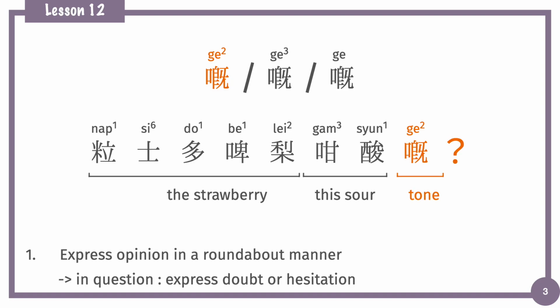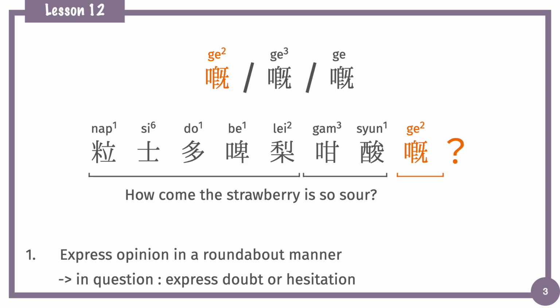When the sentence is negative, the word 嘅 will become a question particle expressing doubt, such as 粒士多啤梨咁酸嘅. 粒士多啤梨 is the strawberry, 酸 means sour, 咁酸 means this sour. The grammar of 咁 we'll talk about later on. And 粒士多啤梨咁酸嘅 means how come the strawberry is so sour? It shows a little bit of doubt or a little bit of criticism of the thing.